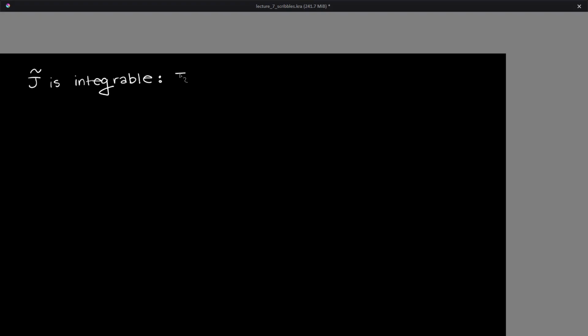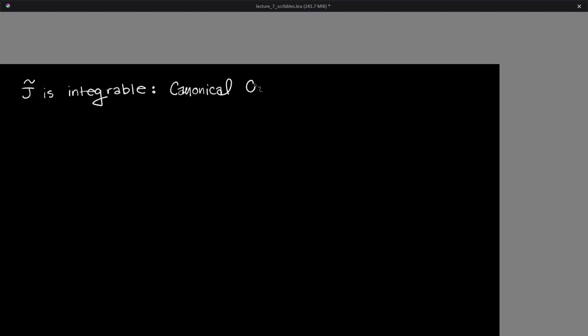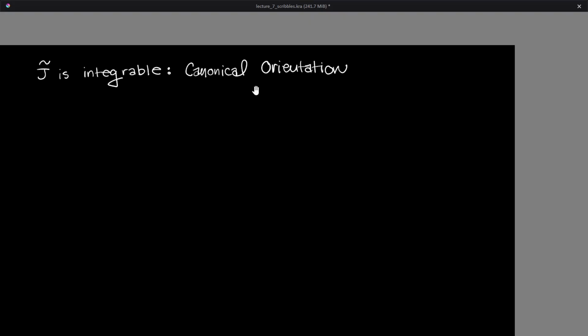There's actually an even stronger condition when J twiddle is integrable. In this case, we have a canonical orientation. It's canonical because it's been induced by, remember we had from lecture 5, a canonical almost complex structure.